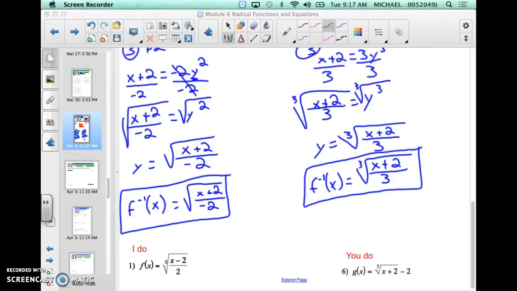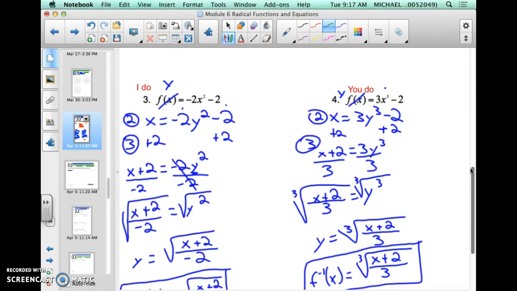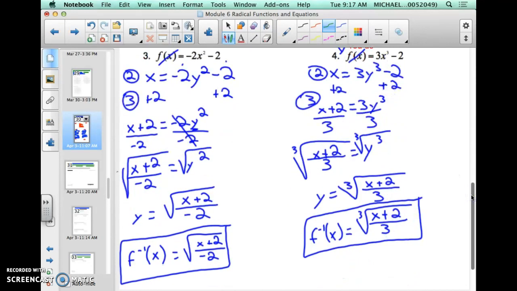At this point, you should have paused the video to try number 4 on your own, and please check your work with mine. I got the answer of the f inverse of x equals the cube root of x plus 2 over 3. So please, again, the step by step: I switched the x and y's.